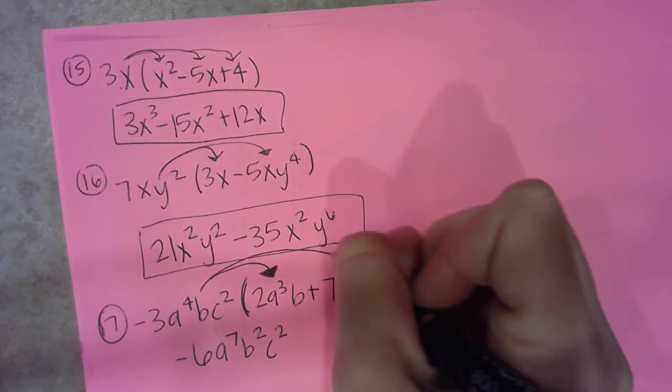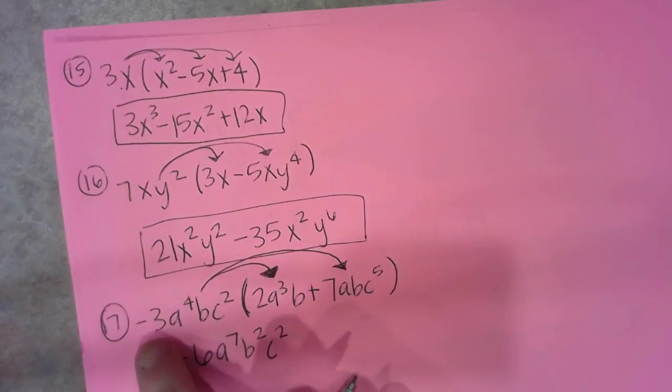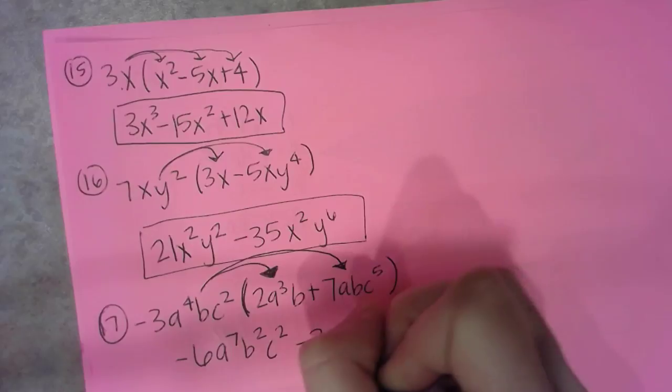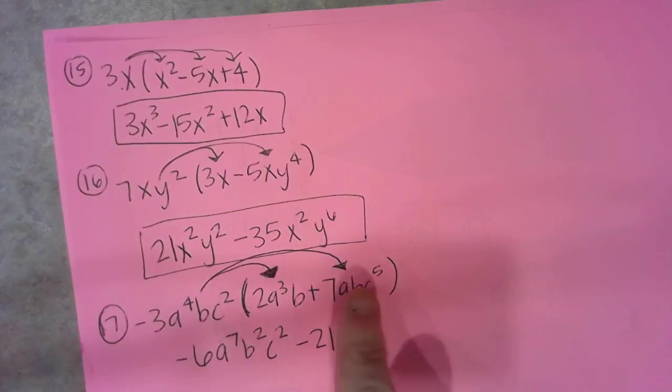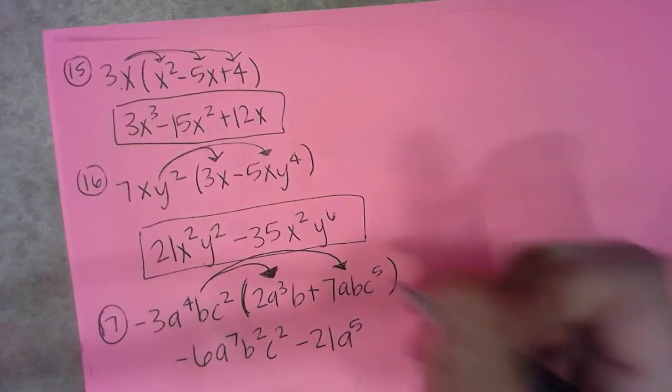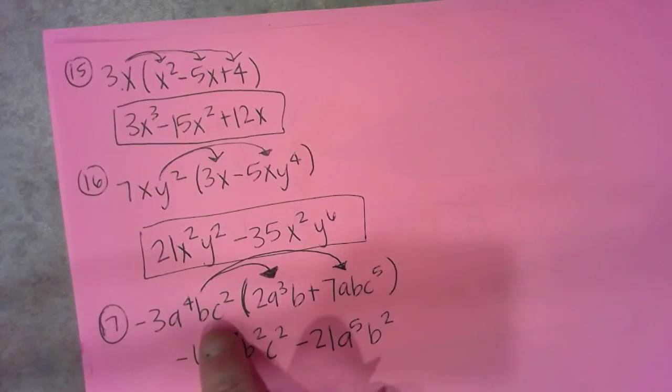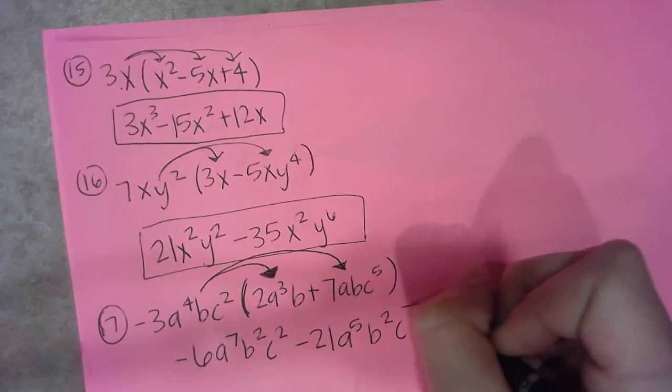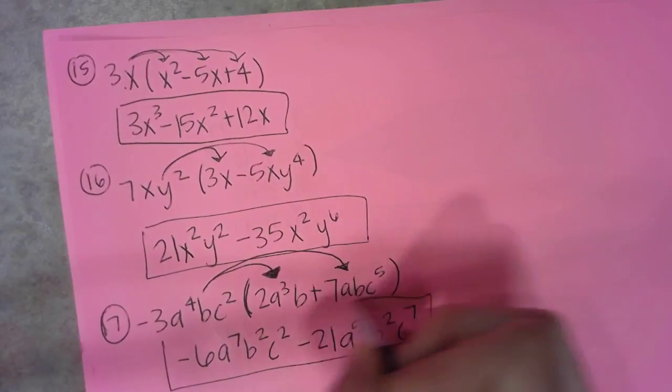So now I do the next term. Negative 3 times 7 is negative 21. A to the 4th times a is a to the 5th. B times b is b squared. And c squared times c to the 5th is c to the 7th. And that's your answer.